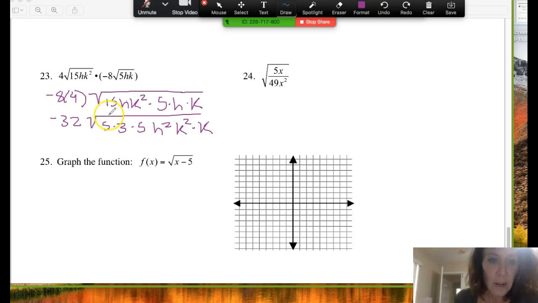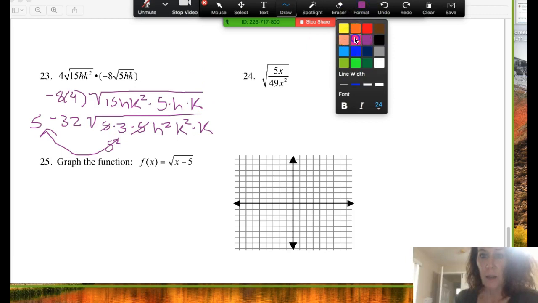So let's see what I have here. 5 times 3 times 5. Well, the 5s can be written as 5 squared. So I'm going to go ahead and pull the 5s out and put them out here. So 5 times 5 is 5 squared, and the square root of 5 squared is just 5. So here I'm left with 3.